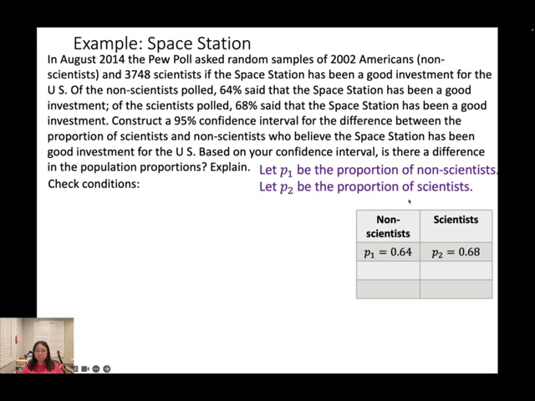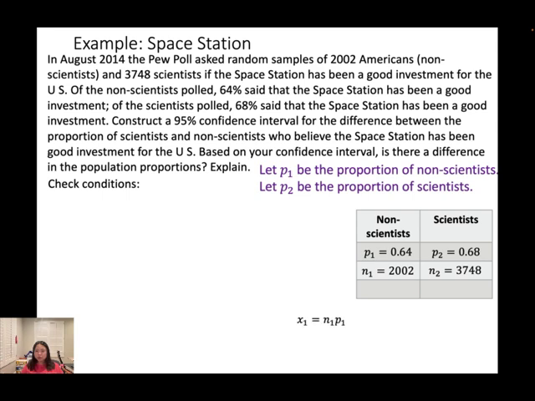I will have this table here. I want you guys to fill it in, okay? This is non-scientists. You have the P1, P2, and I want you guys to write down: what is the sample size, the N? What is the number of successes? So N1 will be 2002, right? How about N2, the scientists? That'll be 3,748.